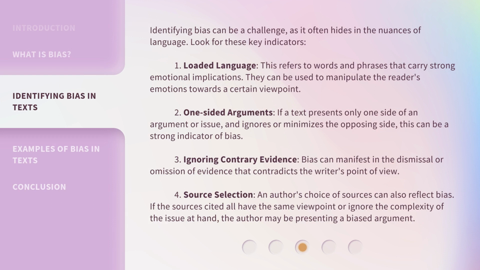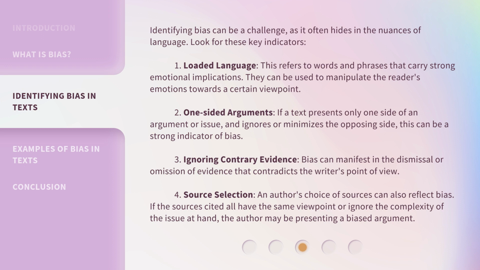Identifying bias can be a challenge, as it often hides in the nuances of language. Look for these key indicators. 1. Loaded language. This refers to words and phrases that carry strong emotional implications. They can be used to manipulate the reader's emotions towards a certain viewpoint.